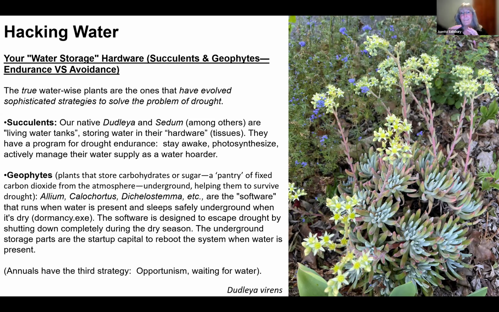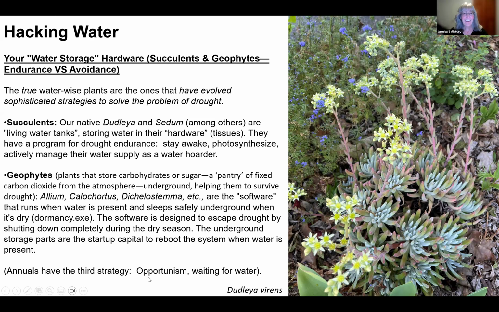The software is designed to escape drought, avoid drought by shutting down completely during the dry season. So they disappear completely. The bulbs and the geophytes are underground. Well, they don't all disappear completely, but they store all the goodies that they need so that they have that startup capital to reboot the system when water is present. So a couple of different strategies: endurance, so the succulents, or avoidance, something that shuts down and stores carbohydrates and everything to jumpstart the system when water is available.